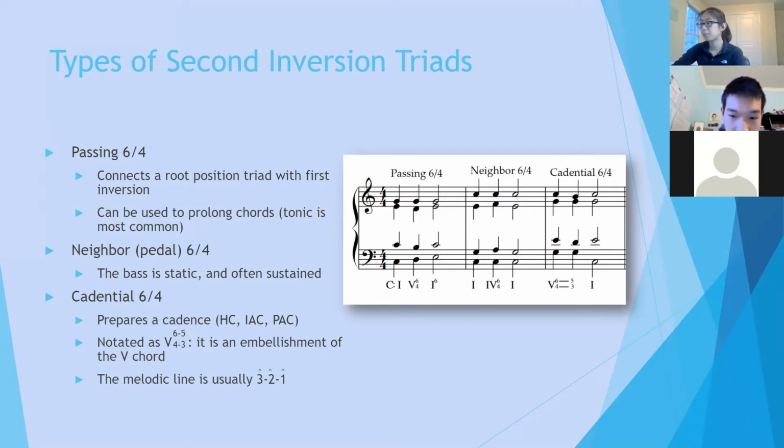And then you have the cadential 6/4, and it prepares a cadence, usually a half cadence or an authentic cadence. And you'll see it's notated kind of weirdly. It's notated as a 5/6/4 going to 5/3, and that's because it's an embellishment of the 5 chord, so that's why it's notated that way. And so the melodic line is usually scale degree 3 to 2 to 1. And so the example on the slide sounds like this.